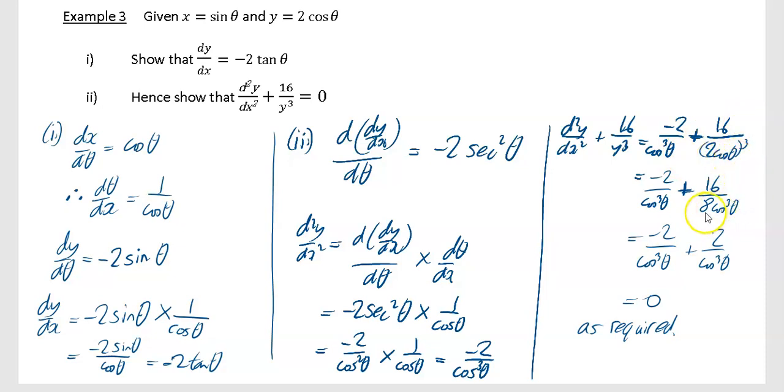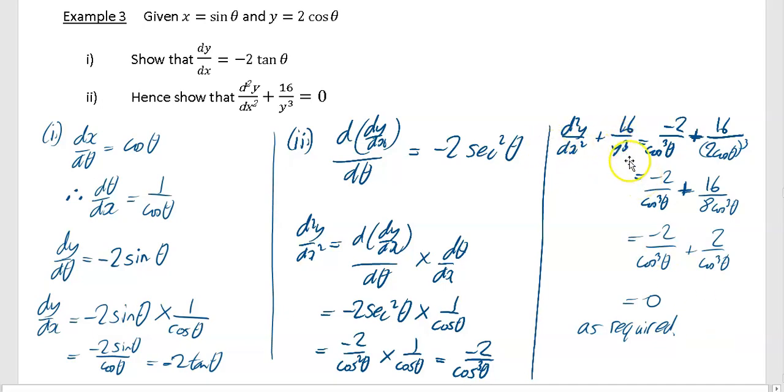Cube the 2 cos theta, you'll get 8 cos cubed. Then tidy the 16 over 8 cos cubed up, you'll get 2 over cos cubed theta. So we have minus 2 over cos cubed theta plus 2 over cos cubed theta, which just cancels out to give you 0, as required, and that's it. You have done the example, completed the example.